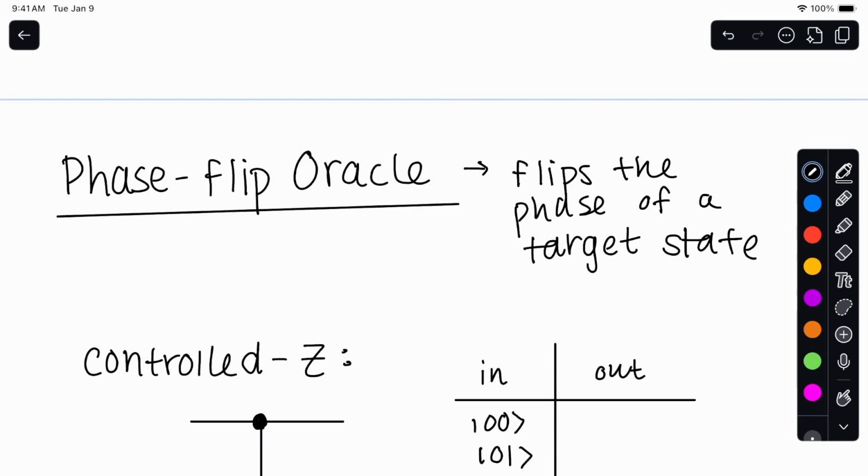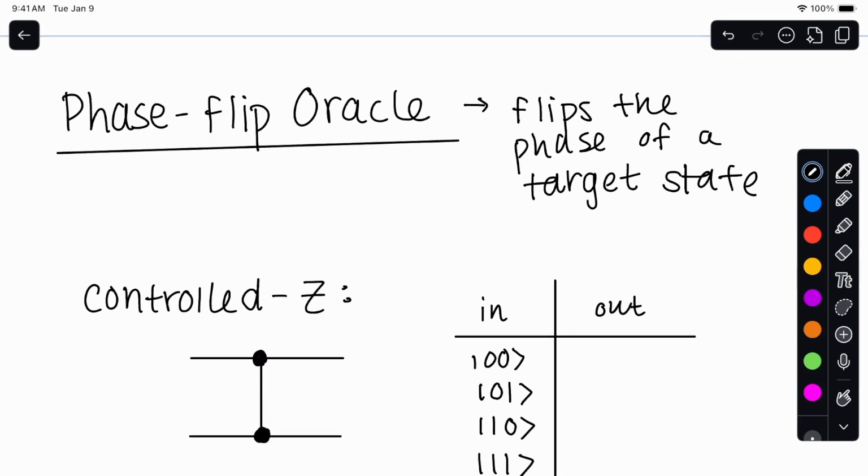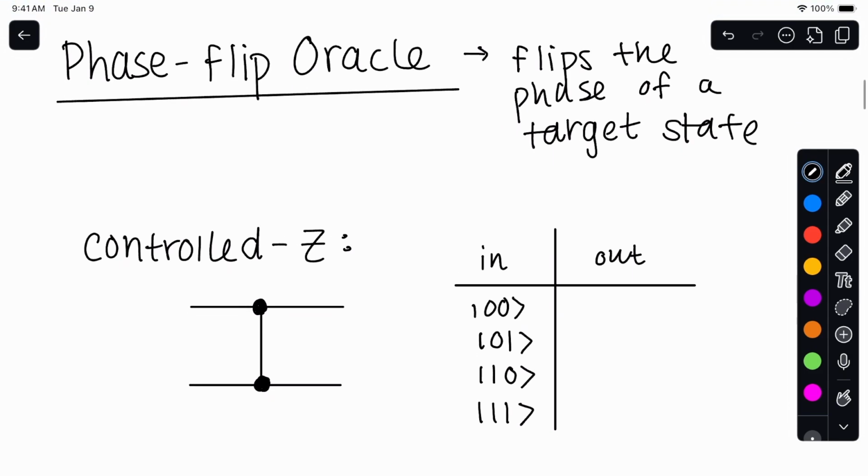So the phase flip oracle flips the phase of a target state. And in order to create the phase flip oracle, we can leverage the controlled Z gate. And we know that the controlled Z gate flips the phase of the 1-1 state. So in the 2-qubit case, if we have 0-0 in, we'll get 0-0 out. If we have 0-1 in, we'll get 0-1 out. Same for 1-0. And finally, for the state 1-1, we'll get the same thing back, but with a phase flip.